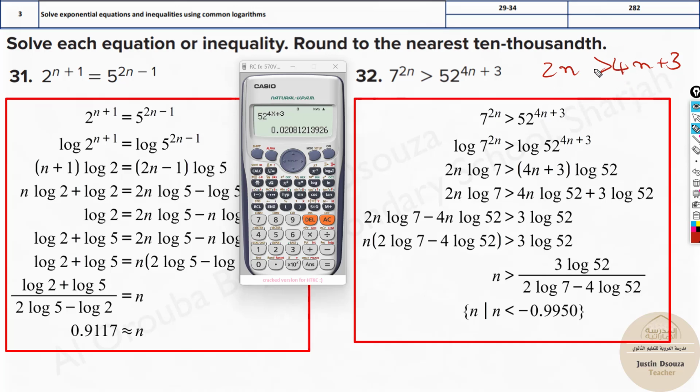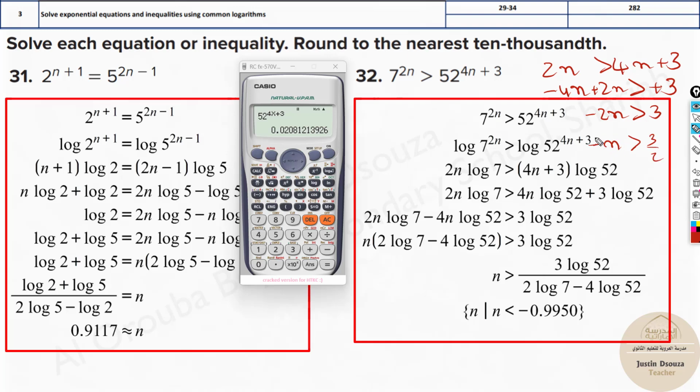So what would you do? I will try to get the n in the first position itself. So I'll bring this 4n to the other side. It'll be minus 4n plus 2n greater than plus 3. And here we will get minus 2n greater than 3. So it'll be minus n is greater than 3 by 2.